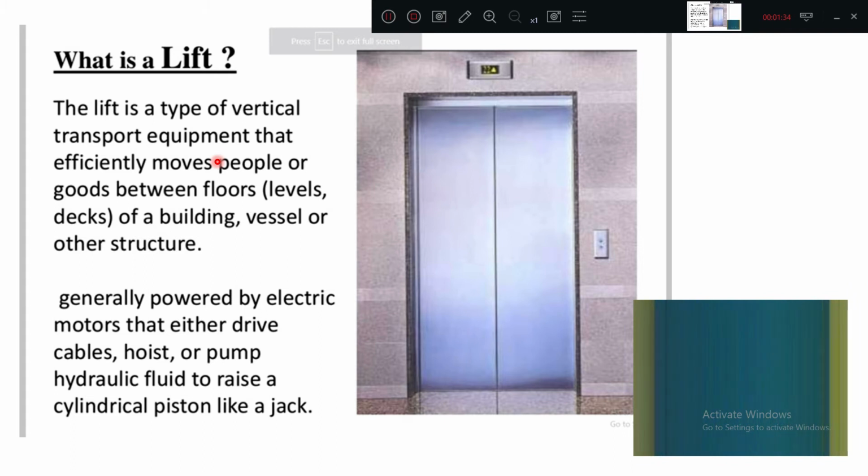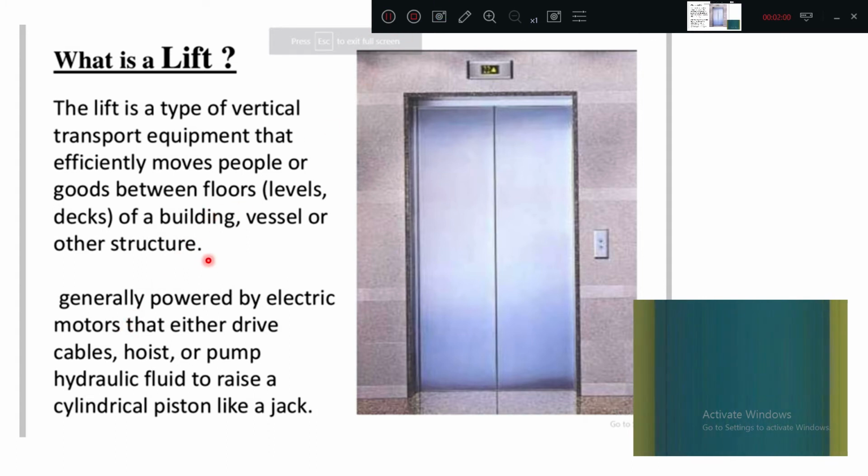What is the in-between one? That is inclined. Can you give an example for inclined? Generally we call them escalators. Escalators are generally inclined at an angle of 30 degrees to the horizontal. Okay, so it moves the people and goods between the floors of a building, both ways it is possible.